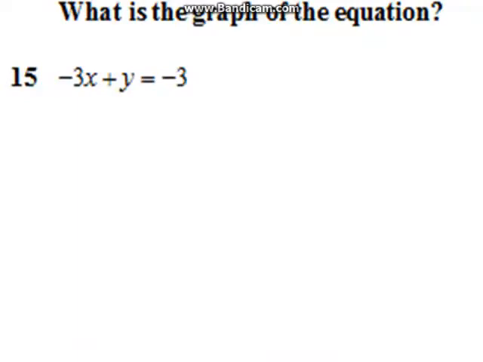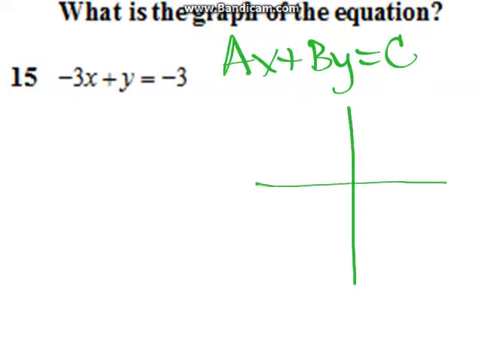The next question, number 15, says what is the graph of the equation? And they give us something in standard form. We know it's standard form because standard form is ax plus by equal c. So the great thing about standard form is you can plug a 0 in for x and y and get the intercept. And that makes our equation very easy to graph. Okay, so here's my y, here's my x. Go.